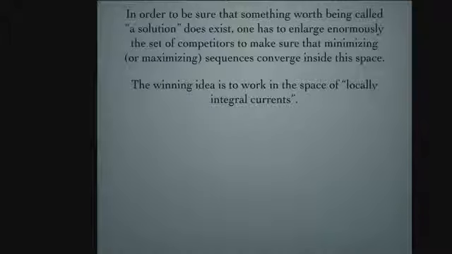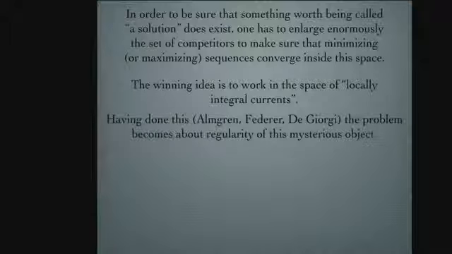So basically, it was the birth of a subject which is huge. It's beautiful. It's called geometric measure theory. And basically, the idea is you enlarge the space of competitors so much, you define something that are usually called locally integral currents or rectifiable currents and so on. You prove existence in this space. Actually, the three giants are here, Almgren, Federer, and De Giorgi, in the 50s and 60s, essentially. They developed all this theory.